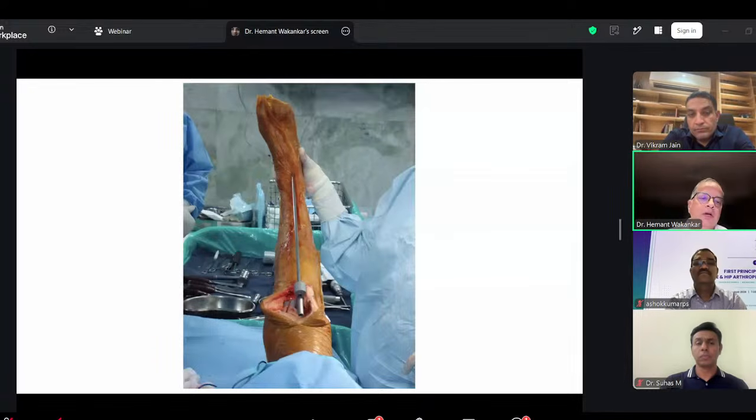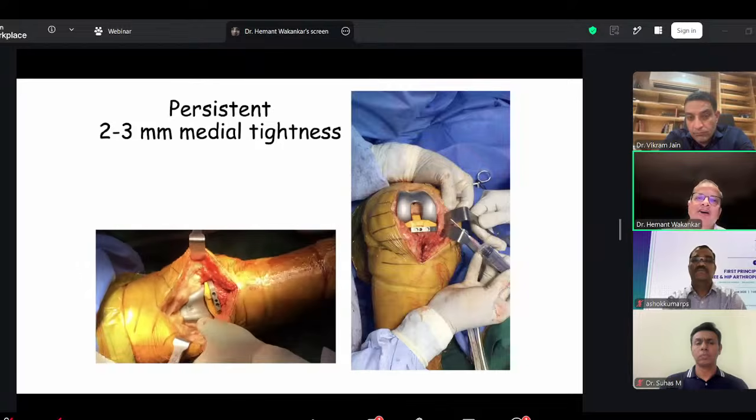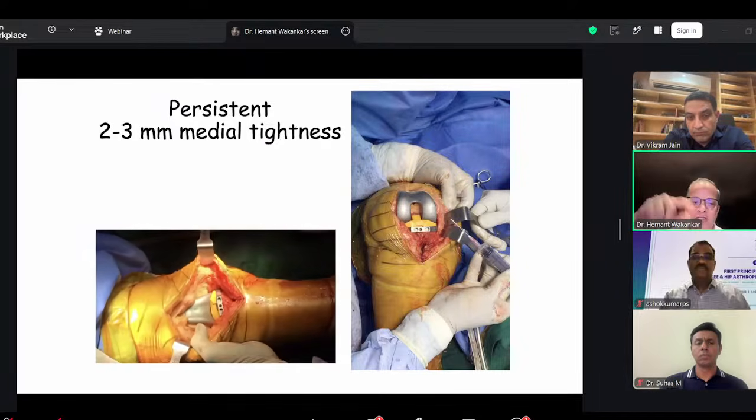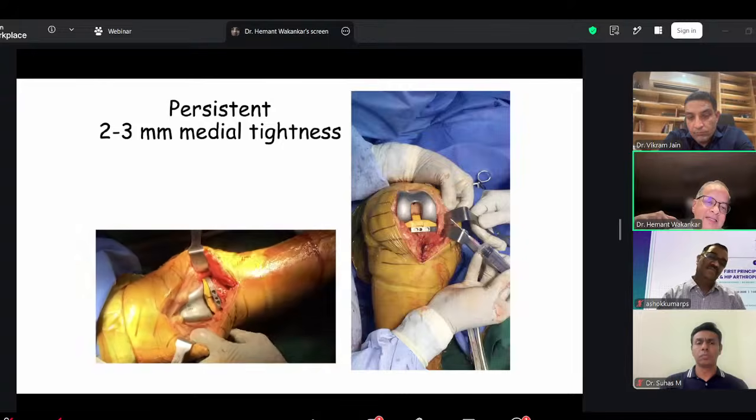Now, I can even change my femoral rotation if I find selective tightness on the medial side in flexion after getting my extension balance right. So the aim is to get the balancing right. If I have persistent 2 to 3 millimeters of tightness, as you can see, there is some degree of lateral laxity here, and the medial side is still tight.